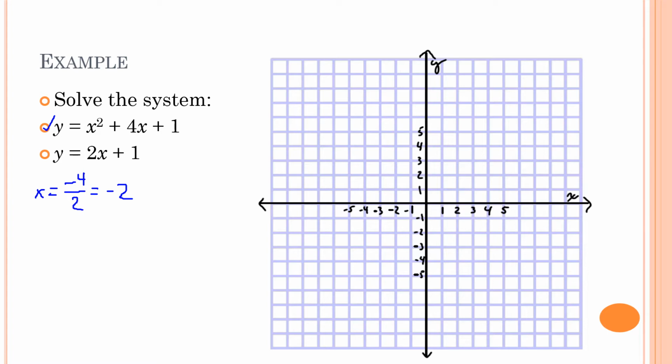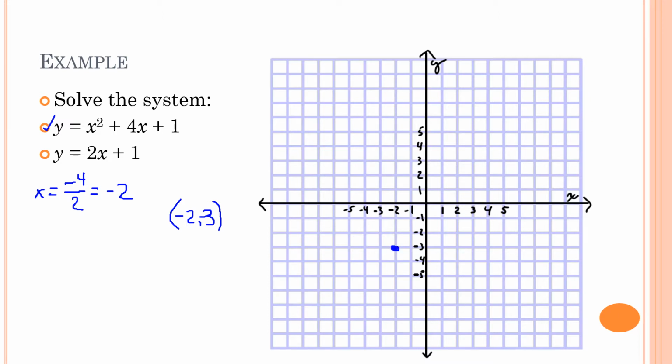And I get, let's see, negative 2 squared, which is 4. 4 times negative 2 is negative 8. So 4 plus negative 8 is negative 4. Plus 1 is negative 3. So I have 1 point of negative 2, negative 3. So I'll graph that point, negative 2, negative 3.